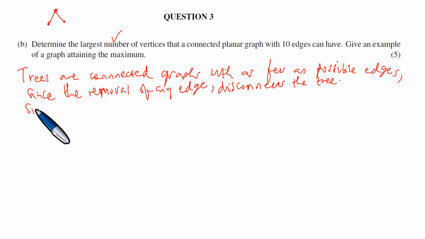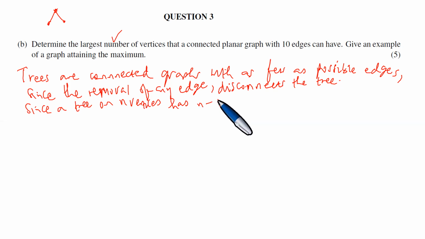we note that since a tree on n vertices has, and this is a theorem, a tree on n vertices has n minus 1 edges. Like this one, it's a tree on 3 vertices.